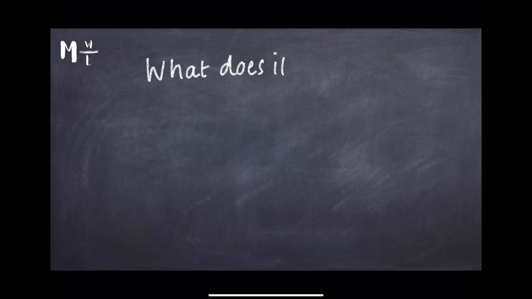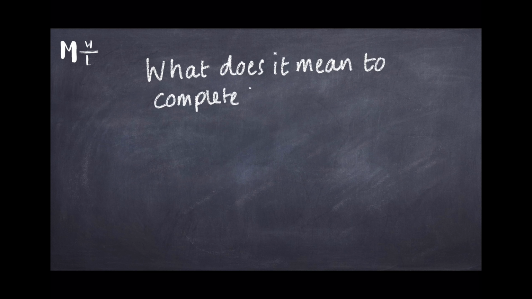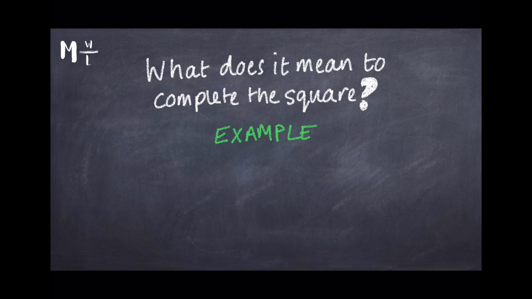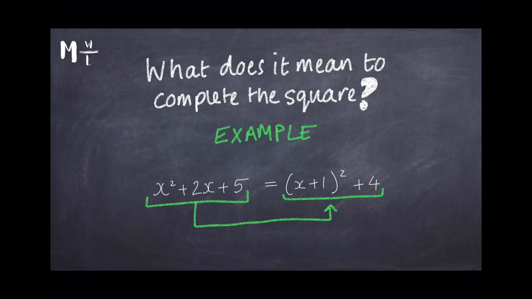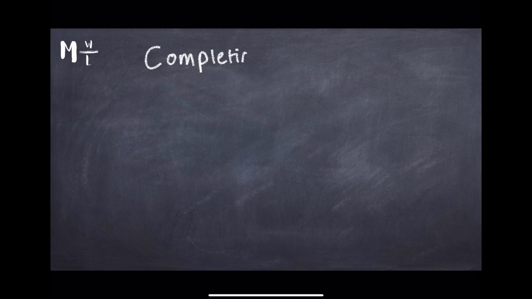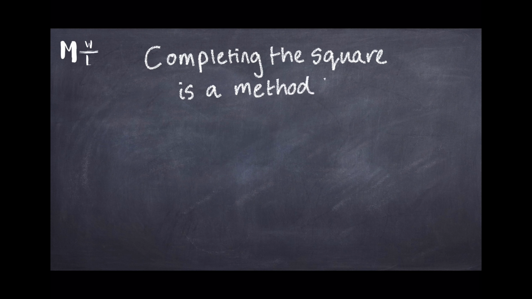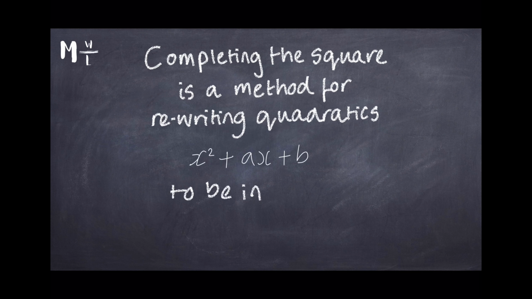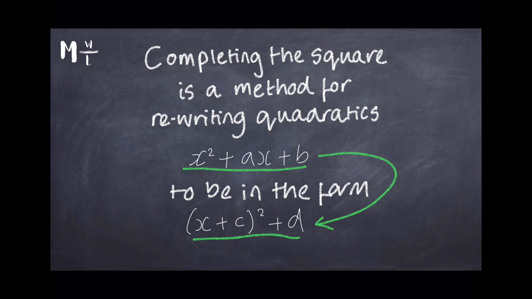So what actually does it mean to complete the square? Well, the best thing for us to do is probably look at an example. So here we complete the square of a quadratic equation, x squared plus 2x plus 5, and this becomes (x plus 1) squared plus 4. So we'll look into how we can do this. Completing the square is a method of rewriting quadratics from one form into another format.